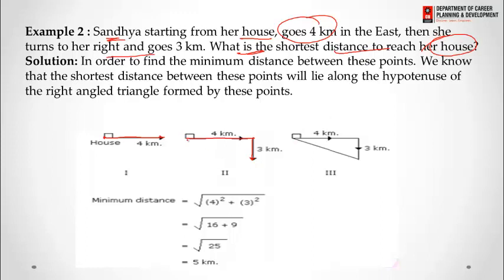That means the shortest distance between this point and this point is considered the hypotenuse, which is the square root of p square plus b square. So if we need to find the minimum distance, the answer is the square root of 4 square plus 3 square, that is the square root of 16 plus 9, the square root of 25, which gives us the value 5. Hence the shortest distance is 5 between her house and her final position.